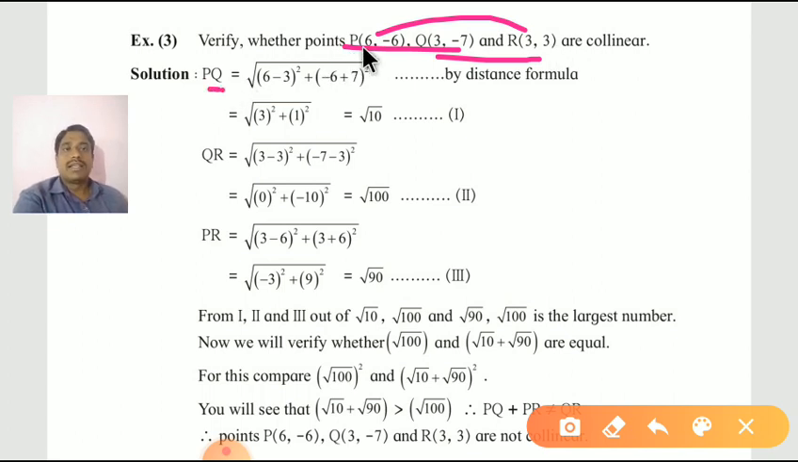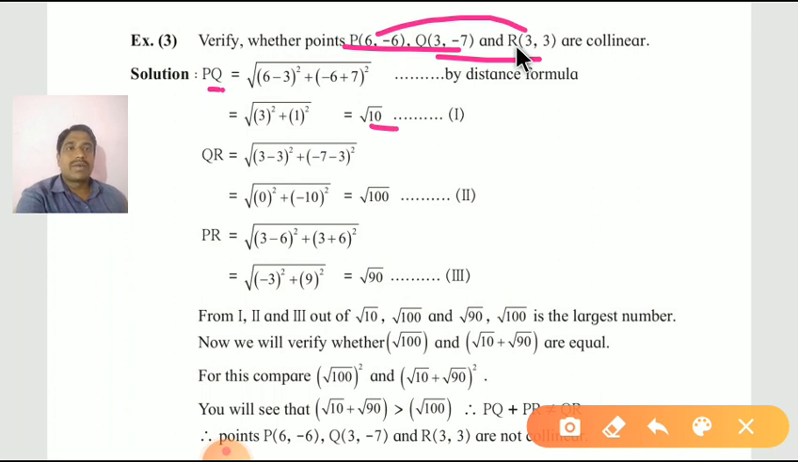Suppose P point is x1 y1 and Q point is x2 y2. And by using the distance formula, we find PQ. PQ is root 10. And similarly, we find the distance QR. First take point Q as x1 y1 and R point as x2 y2.